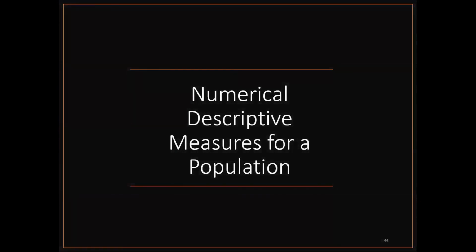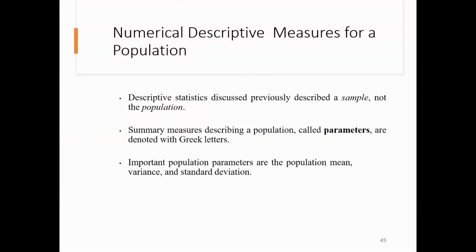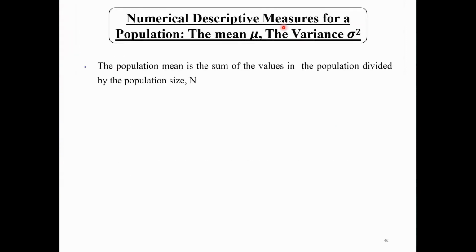And finally, we have numerical descriptive measures for a population. So earlier we talked about a sample, so we were talking about the sample statistics. Now we are talking about the population, so we will be talking about the corresponding parameters. We'll be talking about the mean and the variance. So here, if you note this particular symbol, this tells you the population mean. For sample mean, you have X bar. If you have this symbol, sigma squared, that tells you the population variance. If you have S squared, that tells you the sample variance.